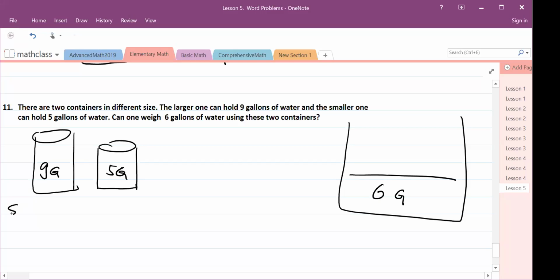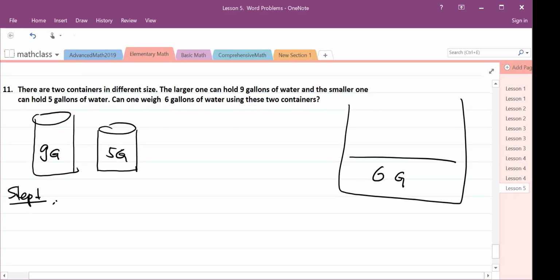Okay, the first step: I want to get 1 gallon. That's my hint. If I can get 1 gallon of water, right? The question, yeah, here's a 6 is going to be 5 plus 1. So the question is, how can I figure out this 1?